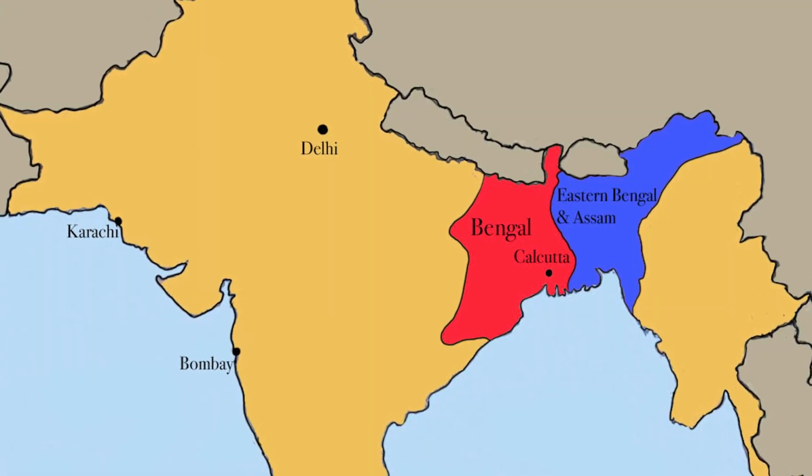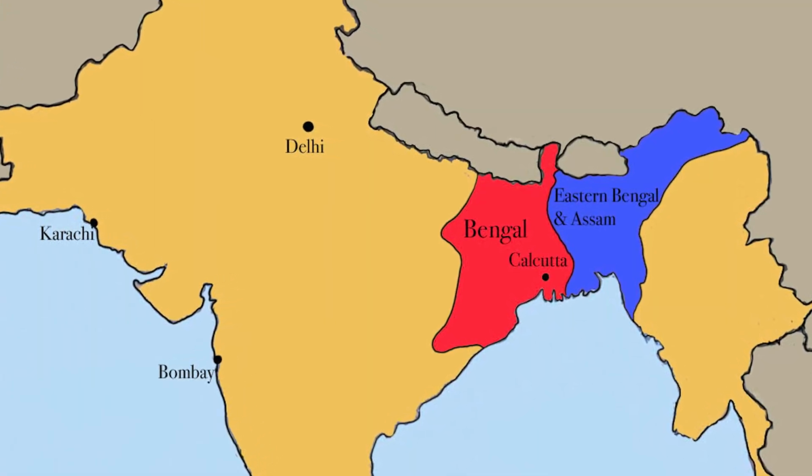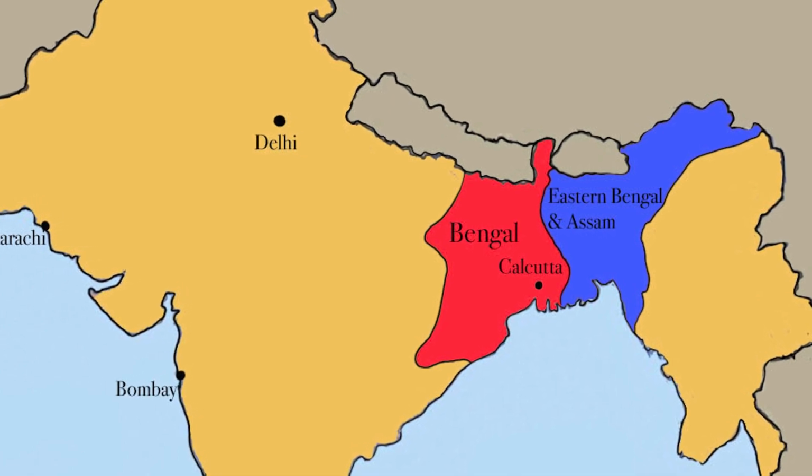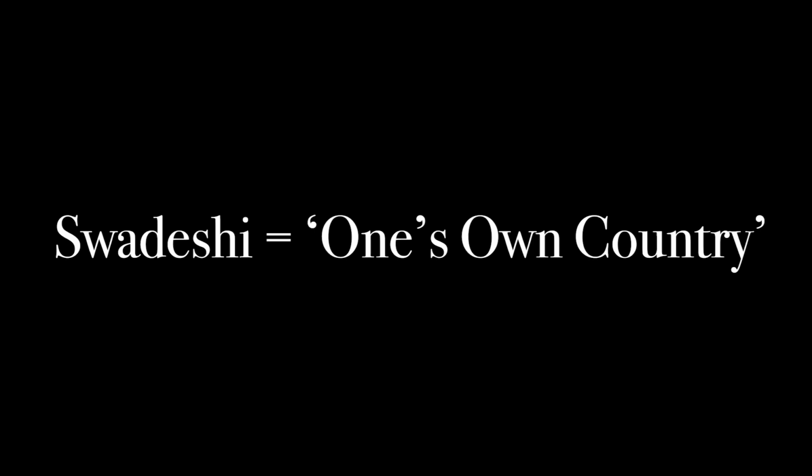With an eastern province predominantly Muslim and the western province predominantly Hindu, it was clear that Bengal was being divided along religious lines and that there were some darker tactics going on here.